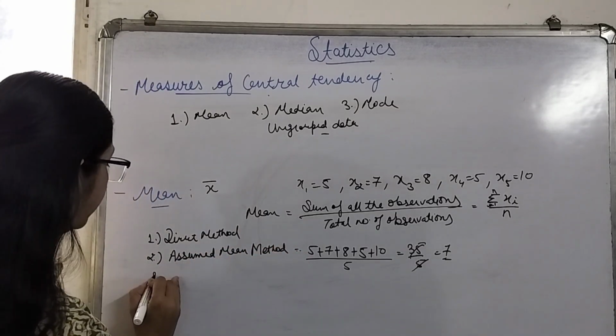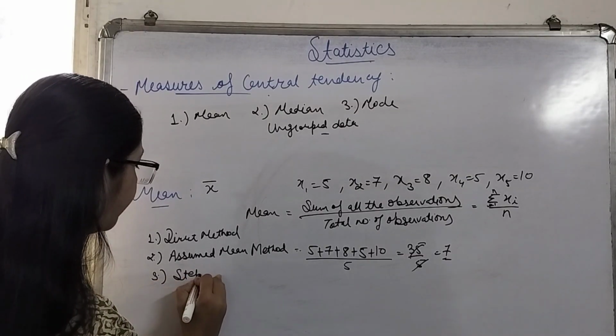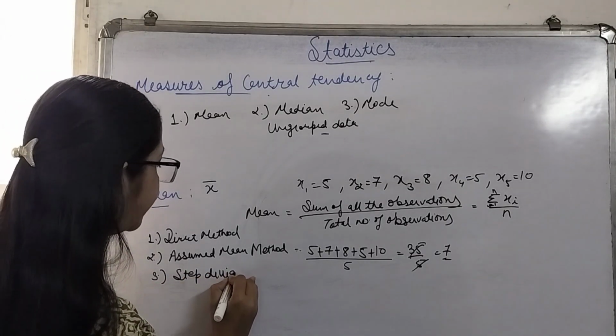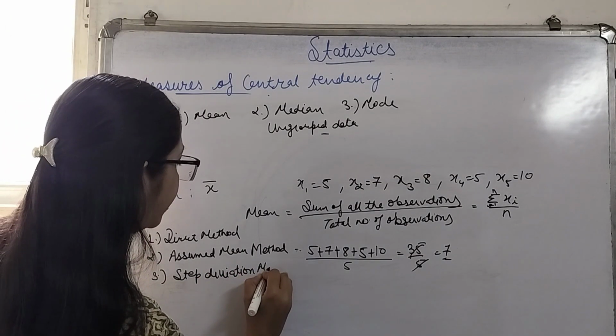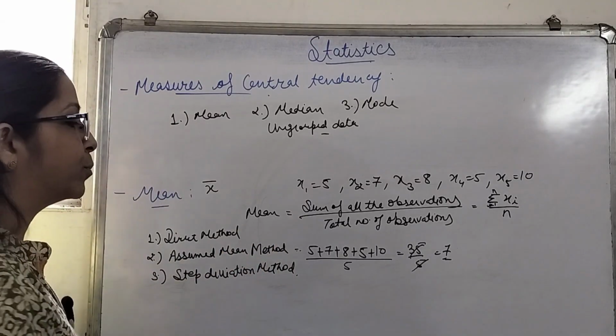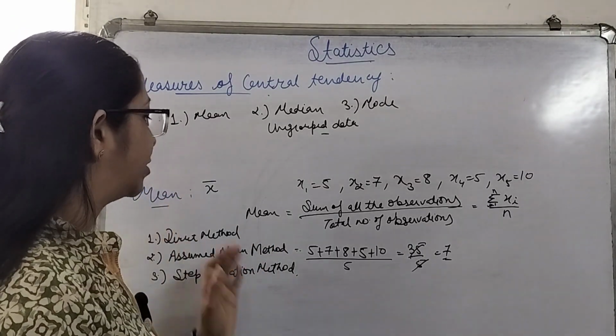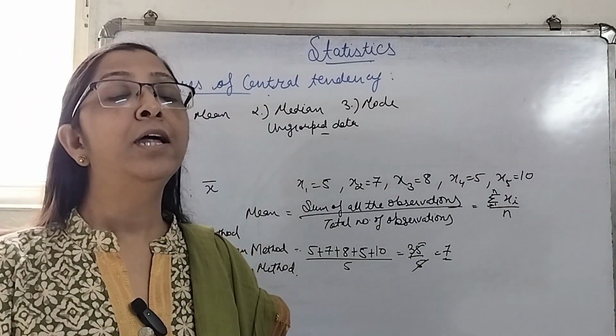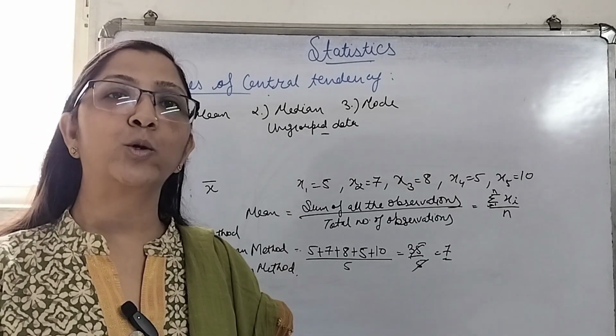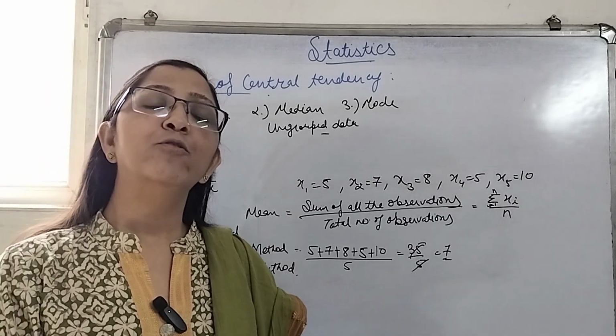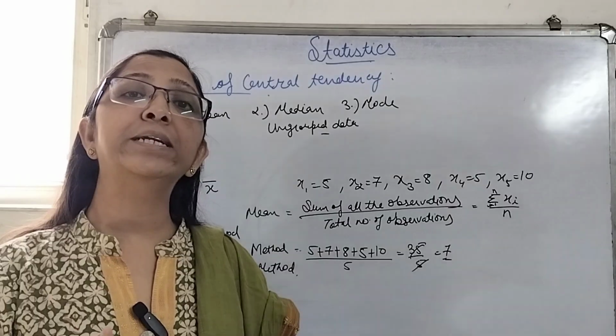And third is your step deviation method. These 3 are the methods for finding mean for the grouped data. Now which method we will be selecting depends upon the number of observations and the frequency. What frequency is? Whichsoever observation is coming, how many times?